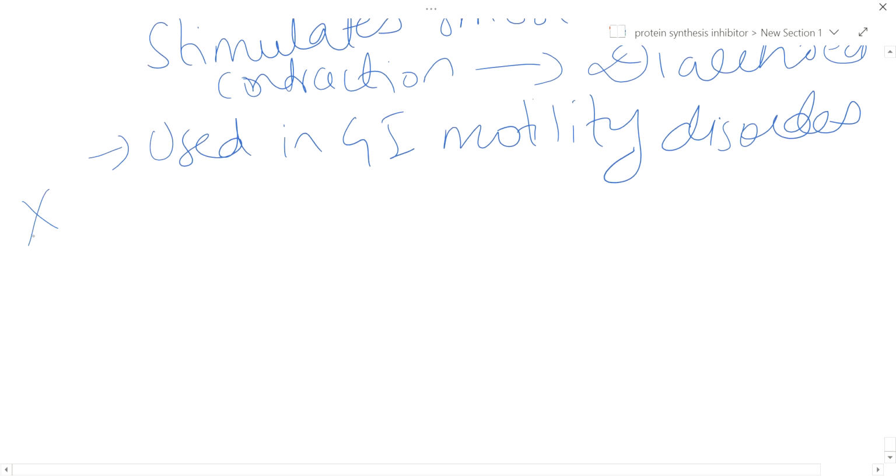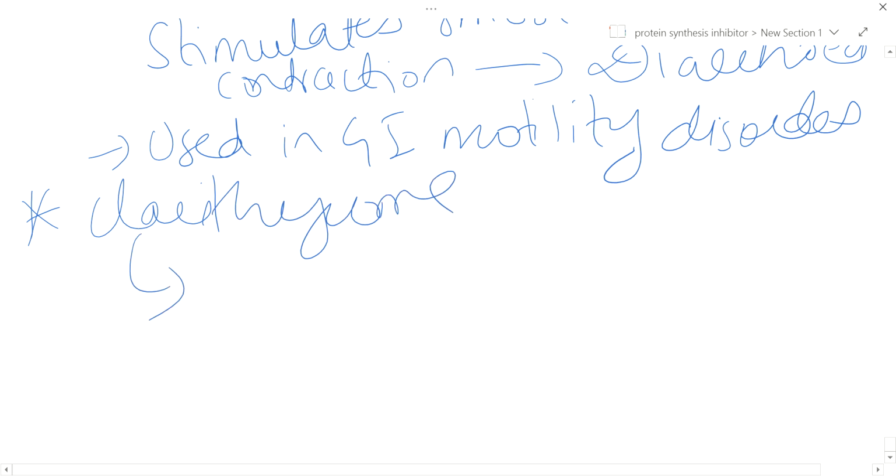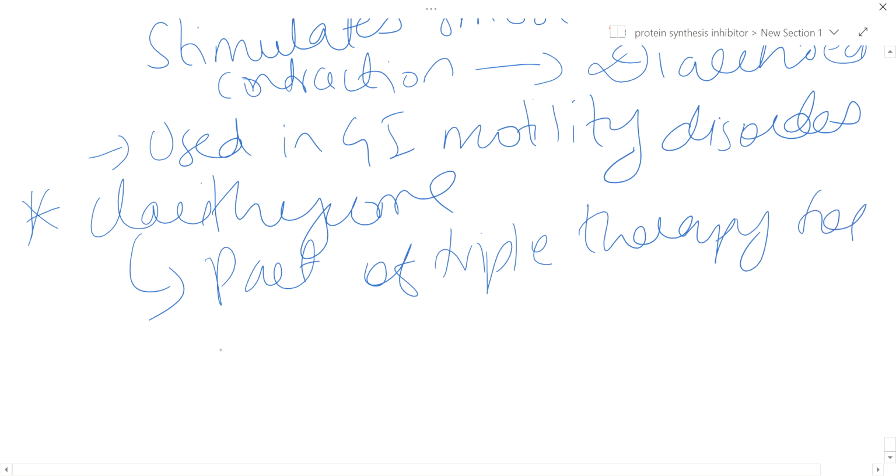And let's know about clarithromycin. Clarithromycin is also a part of triple therapy for H. pylori infection.